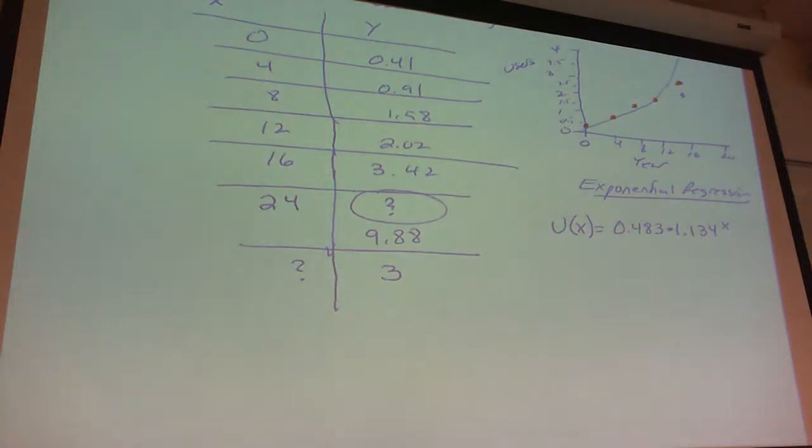Not with the table. What do you think it is? 14.5 is one person's guess. You agree?